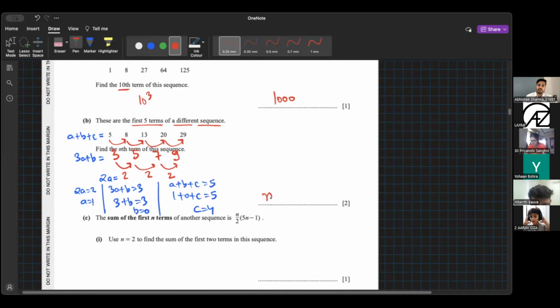A is 1, hence we can write n square. B is 0, so no need to write. C is 4, so simply plus 4. And we are substituting this in the general form of the quadratic equation, that is ax square plus bx plus c. Because we have to write the nth term, we are writing in terms of n and not x. Clear?